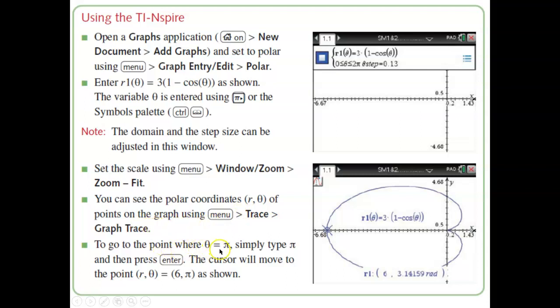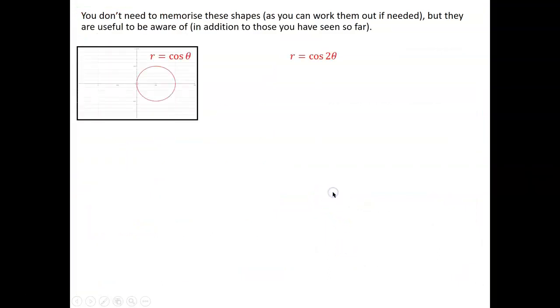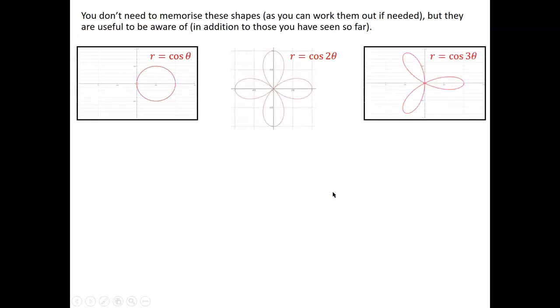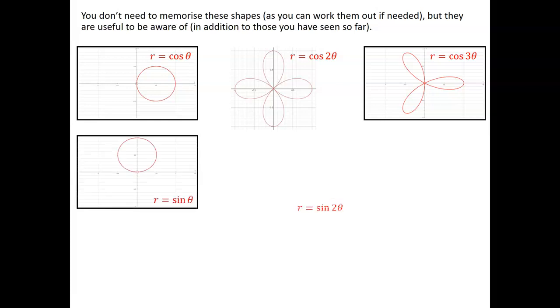You can also go to specific points. So, for example, if you wanted to go to where theta equals pi, you just type pi in and press enter. You can see that it's jumped to pi there. So here are some shapes. So this is for cos and this is for sine.